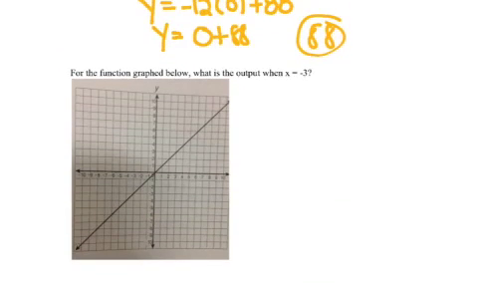For the function graph below, what is the output when x is -3? So make sure you start on your x-axis. Go to -3 on your x-axis, go to when it touches your line, and then go over to find your output, which is, in this case, -3.